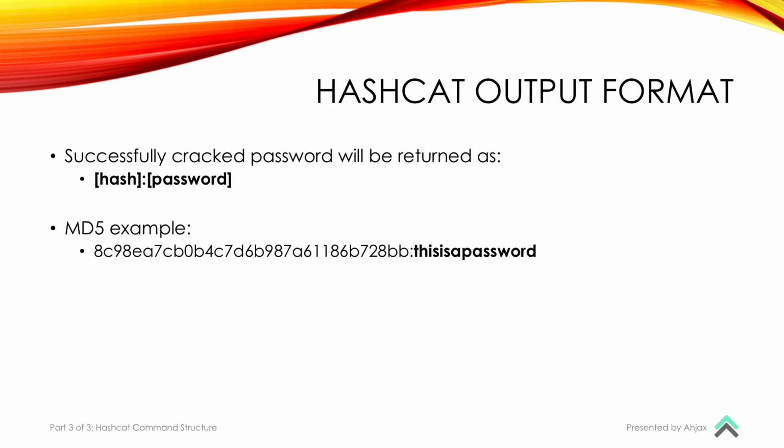So once Hashcat has successfully cracked a password, it returns the original hash followed by a colon and then the password. So the MD5 example on this page shows what standard Hashcat output looks like, and we'll encounter this as we go through our tutorial.